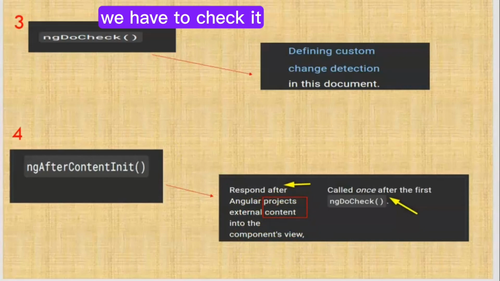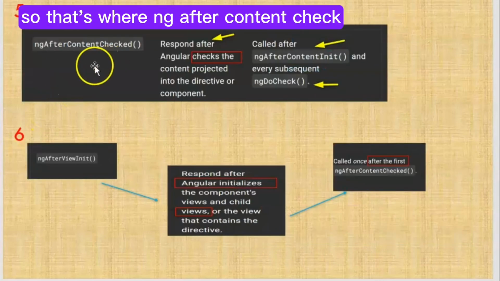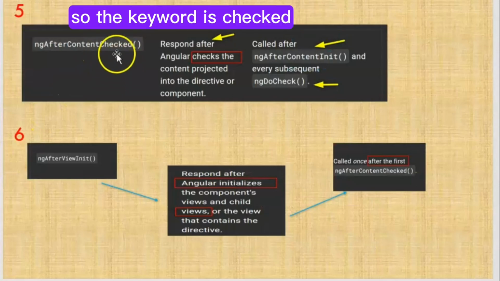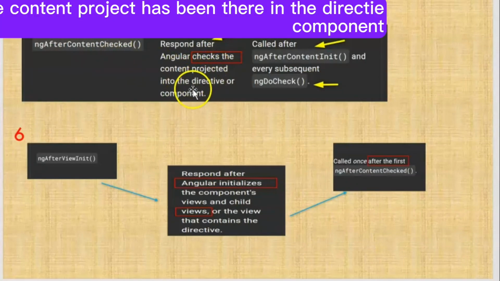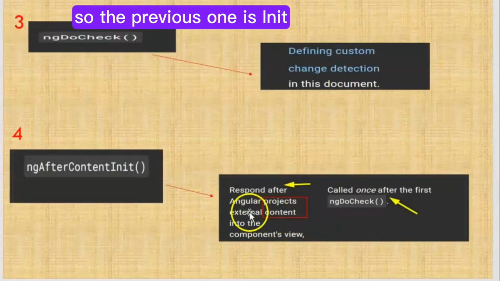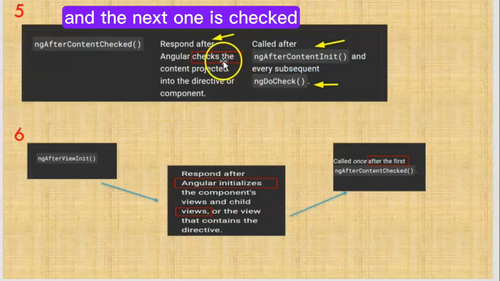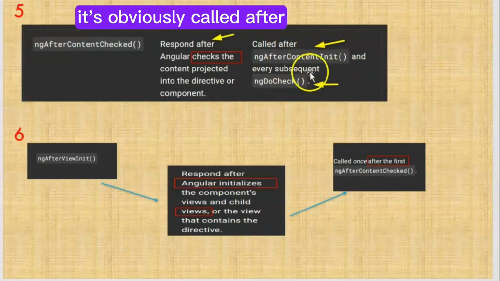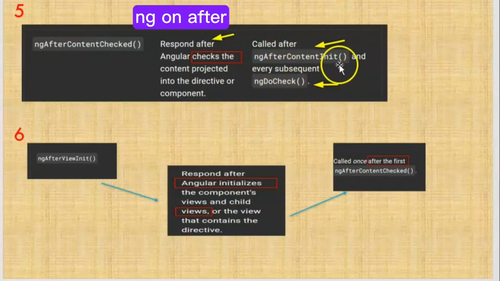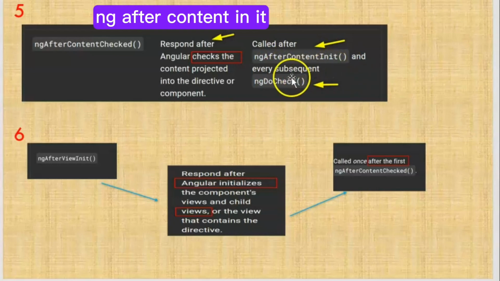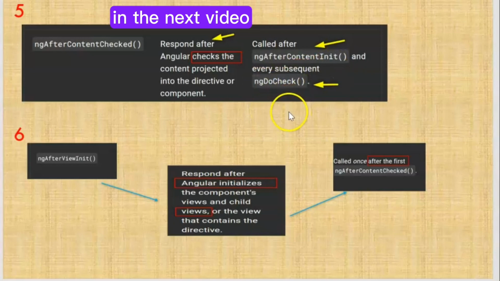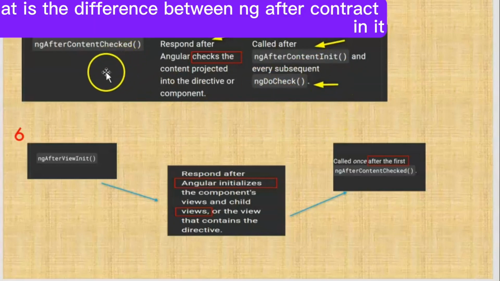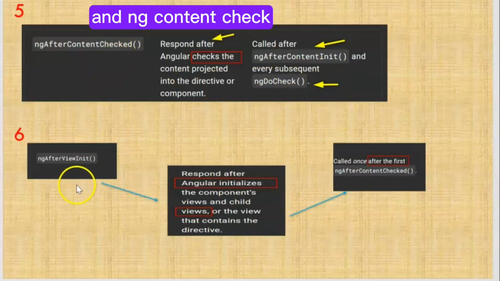Next we have to check it, so that's where ngAfterContentChecked comes in. The keyword is checked, so it checks whatever content has been projected into the directive or component. So the previous one is init and the next one is checked. It's called after ngAfterContentInit and after every subsequent ngDoCheck. In the next video we will see the difference between ngAfterContentInit and ngAfterContentChecked.